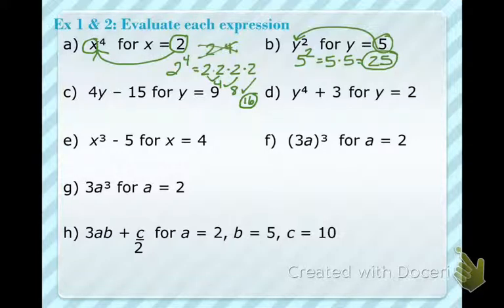All right, next one. We have 4y. 4y means 4 times y, so 4 times something, minus 15. And y equals 9, so we're going to plug in 9. This is your plug-in, 9 for y. So it's 4 times 9, which is? It's 36. 36! Thank you very much, Hannah. 36 minus 15, which equals 21.